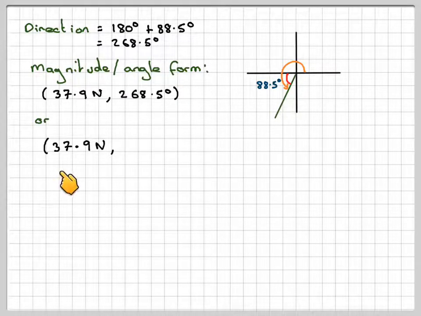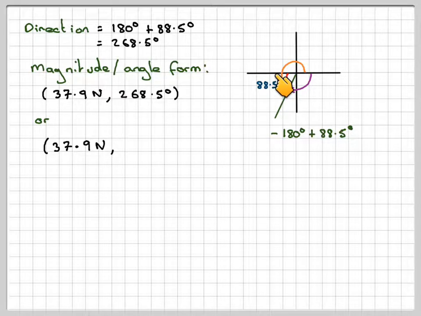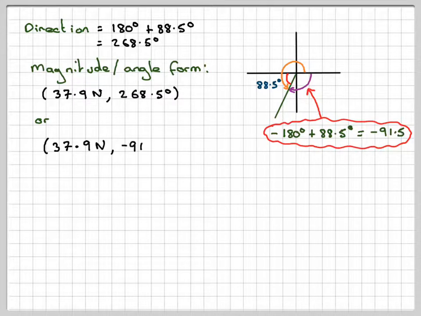Now, normally the angle is given between minus 180 and 180. So we could write it as 37.9 newtons, and we need to calculate this angle, which will be minus 180 plus, because we're going in this clockwise direction, so it's minus 180 plus 88.5, which gives me minus 91.5. So either of these will give me the answer in magnitude angle form. This is probably the preferable one.